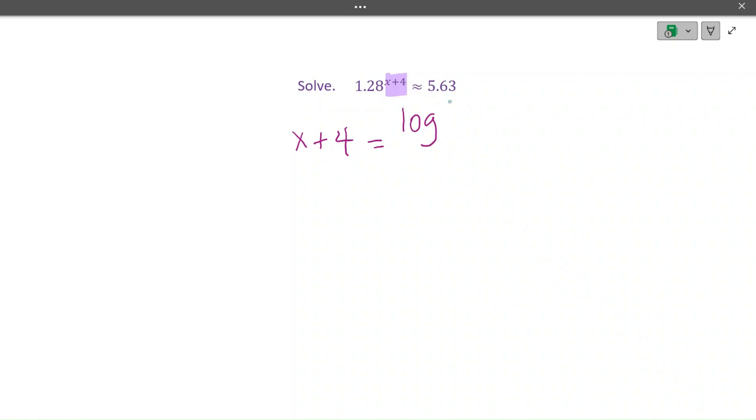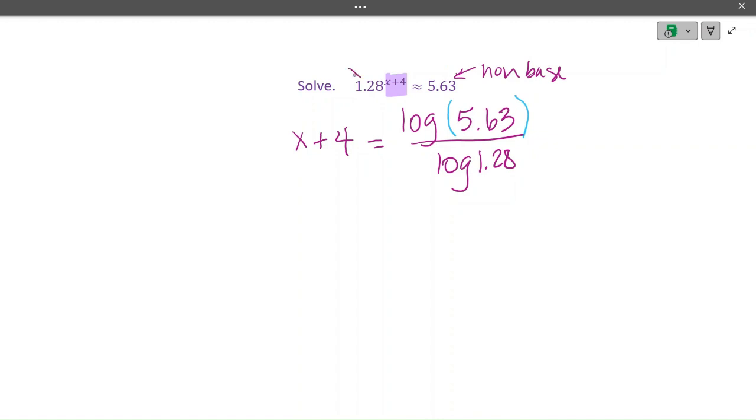And I'm going to go ahead and put my parentheses in here, just like I will be doing in my calculator. And I'm dividing this by the log of my base, which is 1.28. All right, remember, this is our non-base, and 1.28 is the base of our exponent. Okay, all right, when I go ahead and put that into my calculator, I end up getting about 7. Kind of rounds off pretty nice.